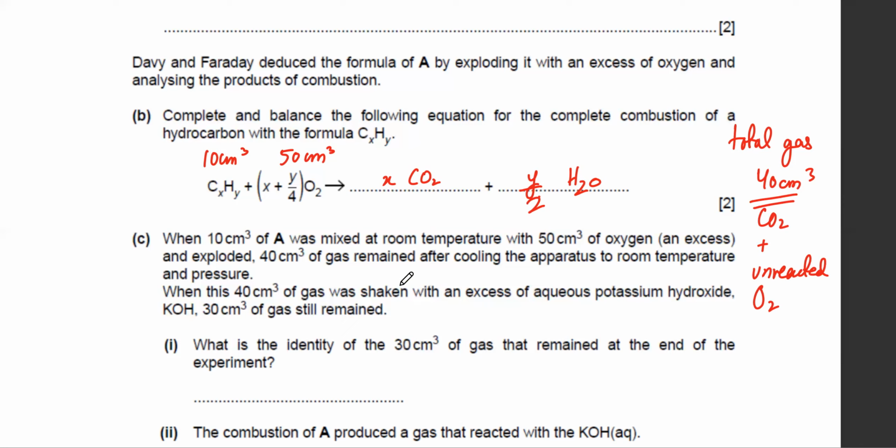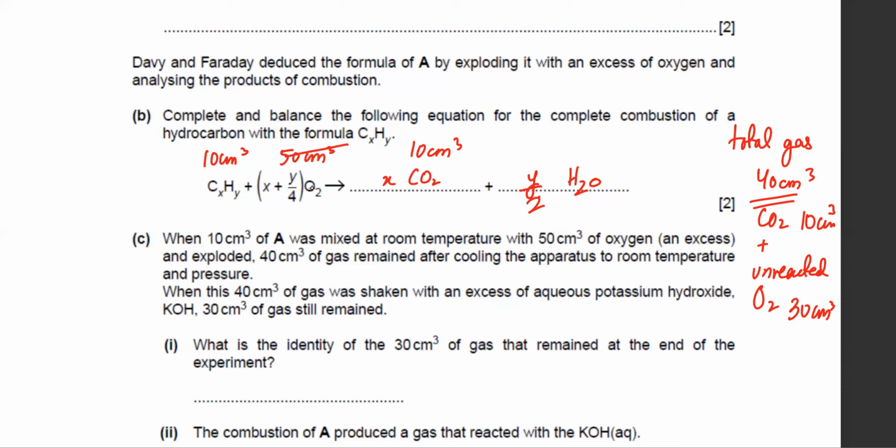Using this, the 40 cm³ of gas was shaken with an excess of alkali, potassium hydroxide. 30 cm³ of gas still remained. So what remains at the end is this 30 cm³ oxygen. 10 cm³ of carbon dioxide that is produced gets absorbed by the alkali. Remember, carbon dioxide is an acidic gas and it's always removed using an alkali. So 40 cm³ gases remain at the end and carbon dioxide got removed and the volume decreases to 30. So the 30 that's remaining at the end is the oxygen. So that means the amount of carbon dioxide that's produced is 10. No idea about the water, but I know that 30 cm³ of oxygen is still remaining at the end.